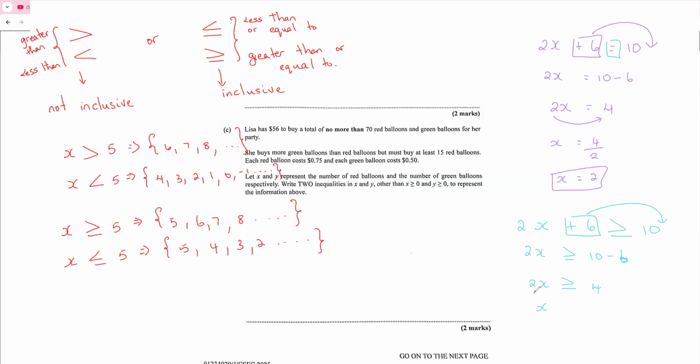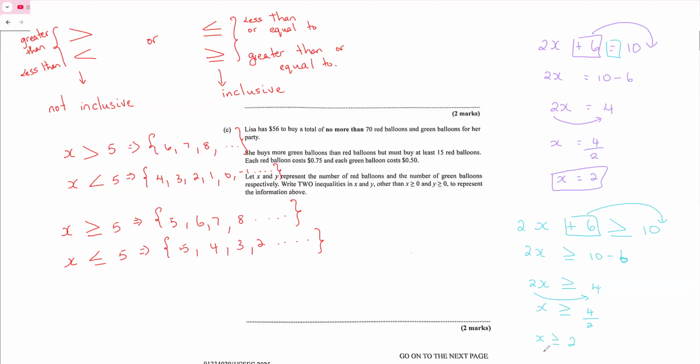I want x alone, so carry across just as you do a normal equation. Once you cross, you do the opposite operation. So we end up with x is greater than or equal to 4 divided by 2, which is 2. And what this means is that the values of x is greater than or equal to 2.